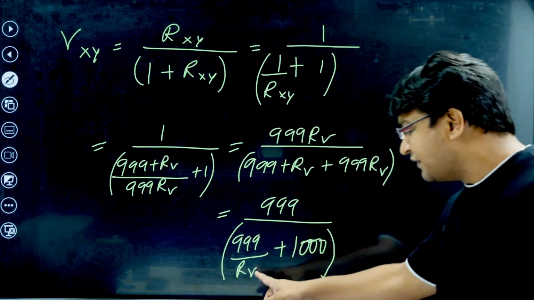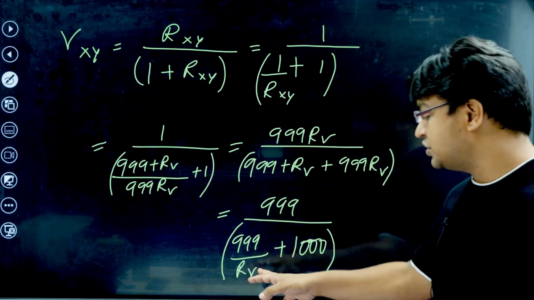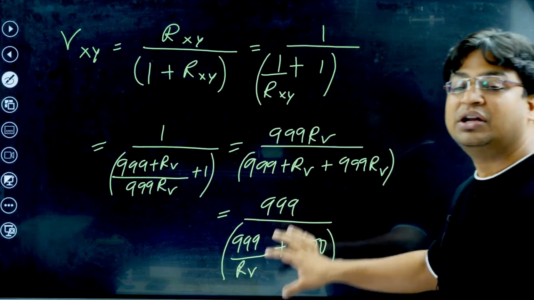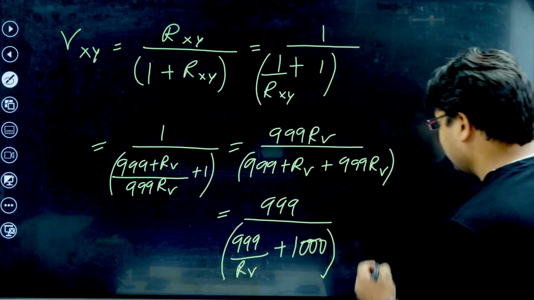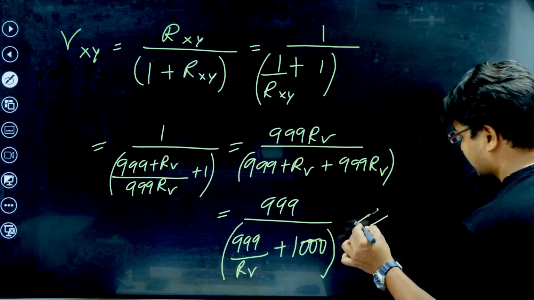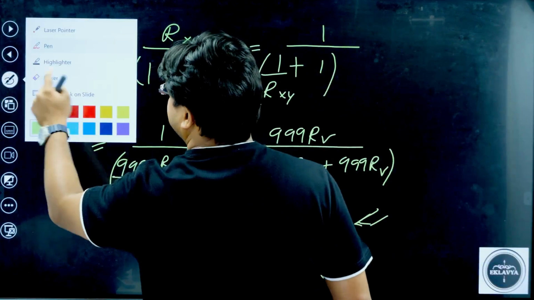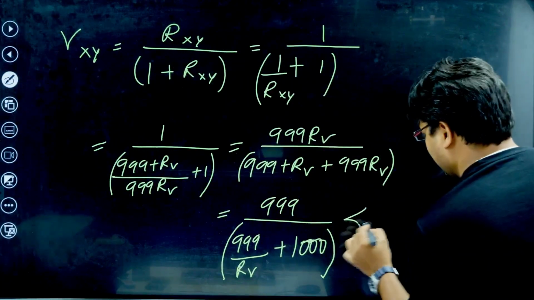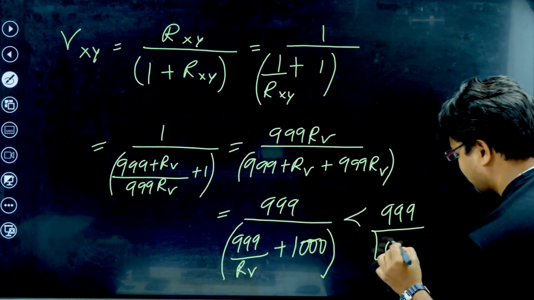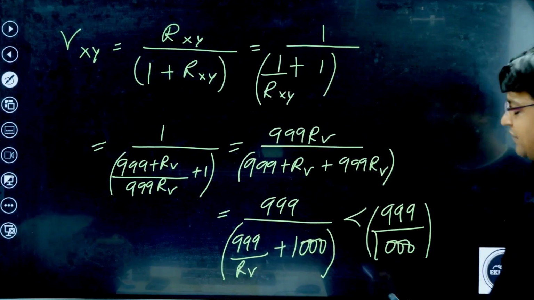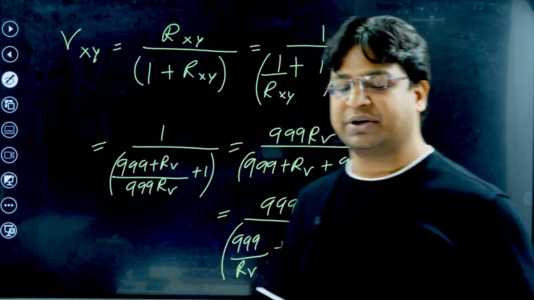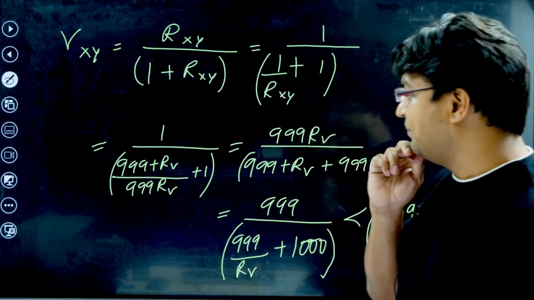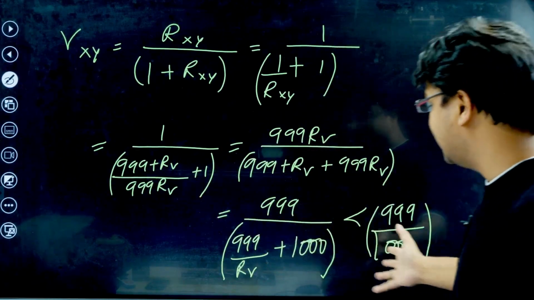But if RV has any finite value, if it is not infinite, then something will get added to 1000. The denominator will become more than 1000, and therefore the result is going to be less than 999 by 1000. That means we are going to end up with a value which is different from what we were expecting from theory, although we are saying that there are no errors involved. Even the theory suggests that we will get a different value.